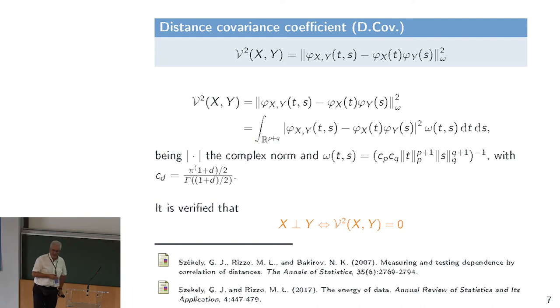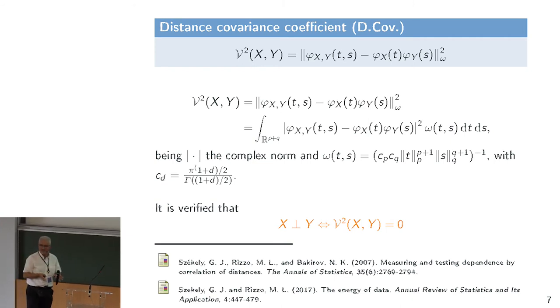Well, there are many approaches to goodness of fit using the estimation of the empirical characteristic functions, but the key in the distance covariance is to use a special distance between the joint characteristic function of the vector and the product of the marginal characteristic functions. So if we use this kind of L2 weighted distance, introduced in a very seminal paper in 2007 in Annals of Statistics, and also provided in the context of energy of data more recently in the Annals of Statistics, using this distance, independence is true if and only if this theoretical distance is equal to zero.